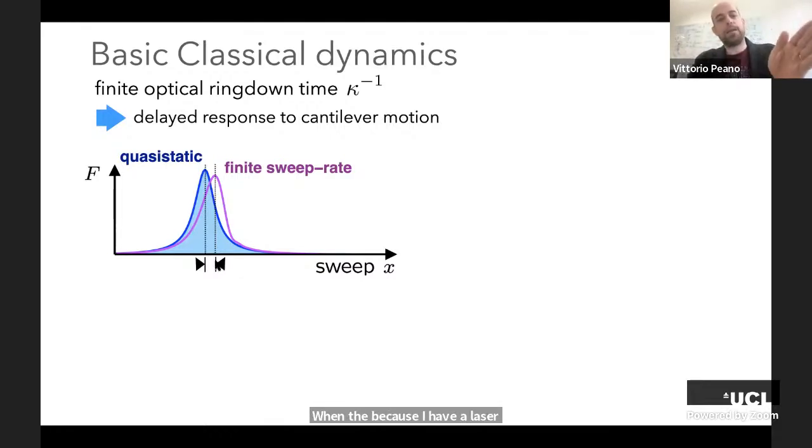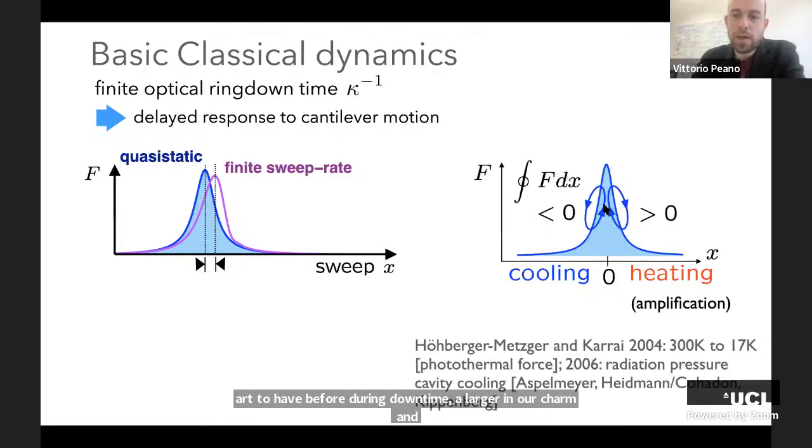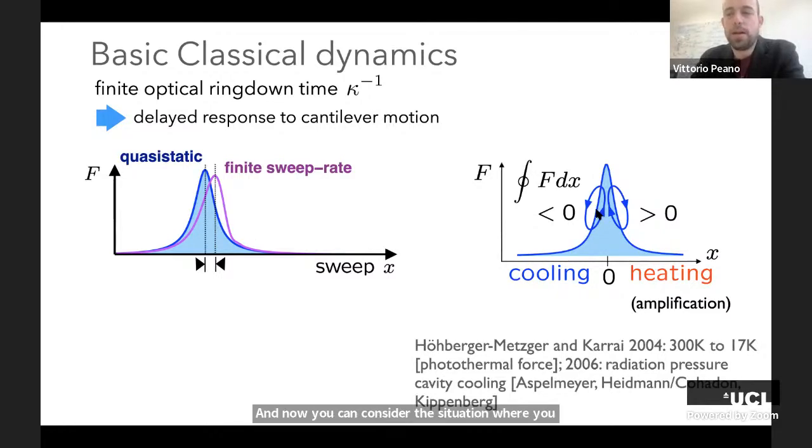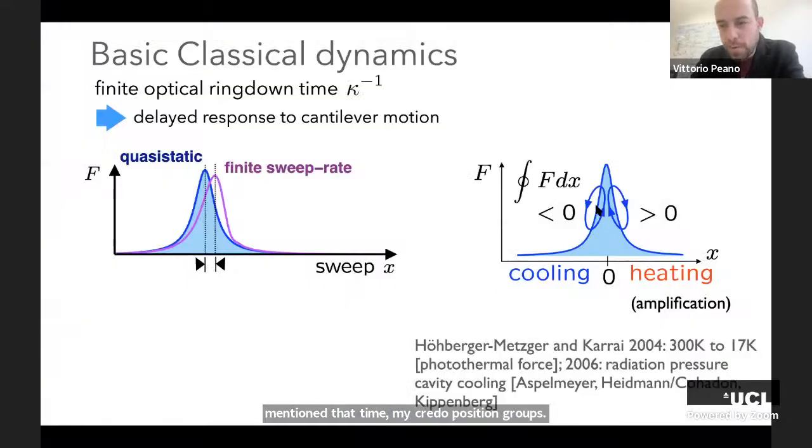Whereas on the red side, I have a laser and the cavity, the frequency of the laser is fixed, and by changing X I change the resonant frequency. So for small X, I'm on the red side, and then if I increase X, I go to the blue side, and in that case I start to have, before the ring down time, a larger amplitude. Now you can consider the situation where imagine that my equilibrium position of the mechanical oscillator is somewhere here, and I'm having some oscillation, so I'm moving about this position like this.